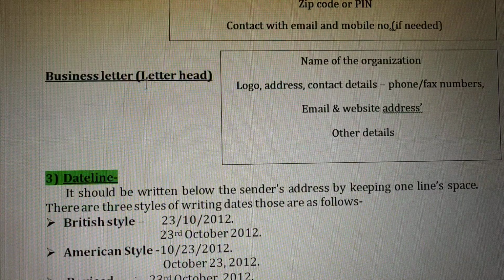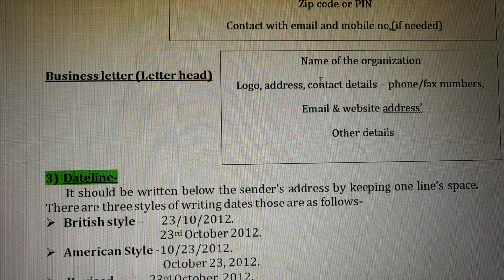But if you are going to write the letter with the help of a letter pad, what a letter pad is we will see in the example. On a letter pad there is already a sender's address written in the printed format. It includes the name of the organization, logo, address, contact details, phone number, fax number, email address, website address, and other details. These are very important details because they are there on the letter pad. We will see what a letter pad is with the example.